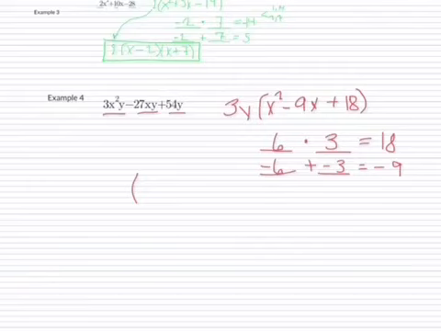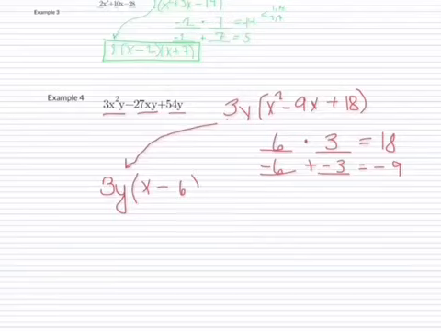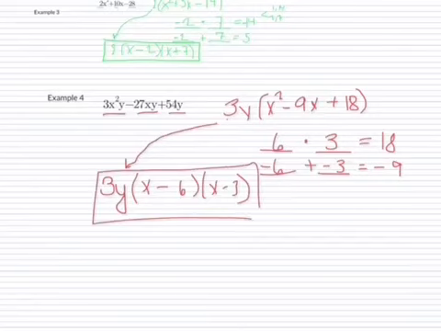So if we write our factors there, the 3y will be out in front, and we will have x minus 6, x minus 3. And we are then done with the problem.